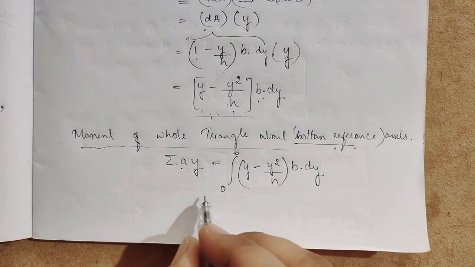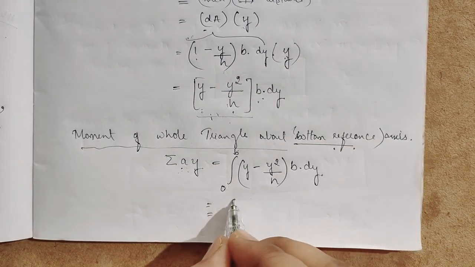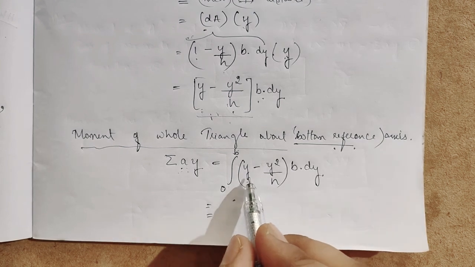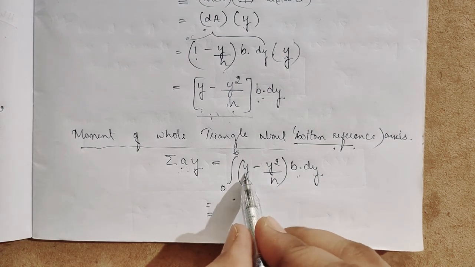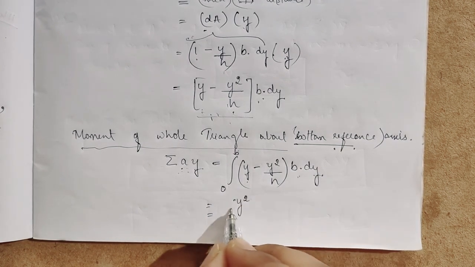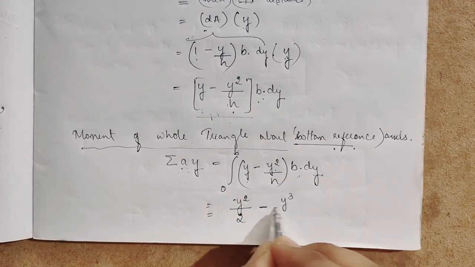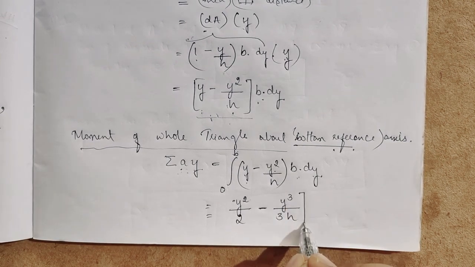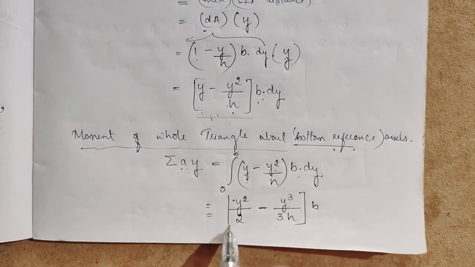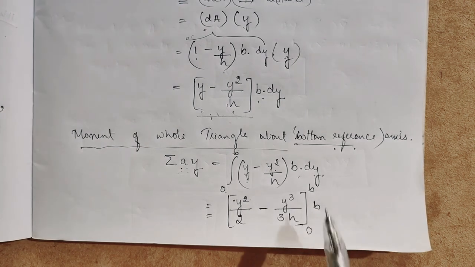So now we will simplify it. So integration of y b into dy. So b is constant, so integration of y is y square by 2, minus integration of y square is y cube by 3, h is constant, I'll keep as it is. So b is also constant, so this is a definite integral from 0 to b. So in the next page I'll just, this you already know about integration.